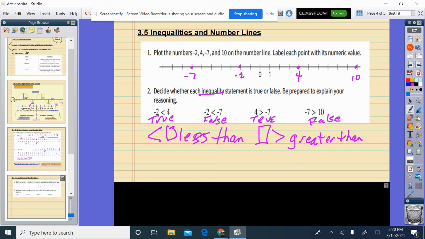So this is how we look at inequalities. Pay attention to the less than and the greater than. That'll help you there too. I'm going to put these in black so that it'll be a little easier to read. There we go.